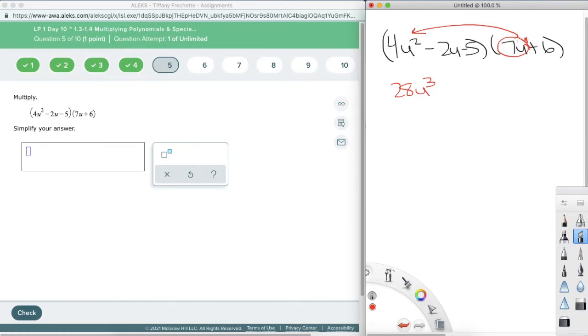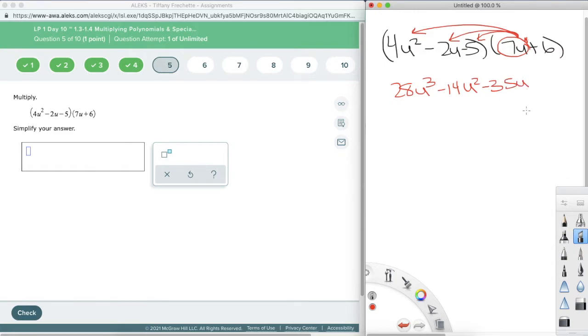All right, so now we're going to go to this guy here, and we have 7 times negative 2, so it's negative 14, and then u times u gets us u squared. And then we have 7u times negative 5, so that's negative 35u.